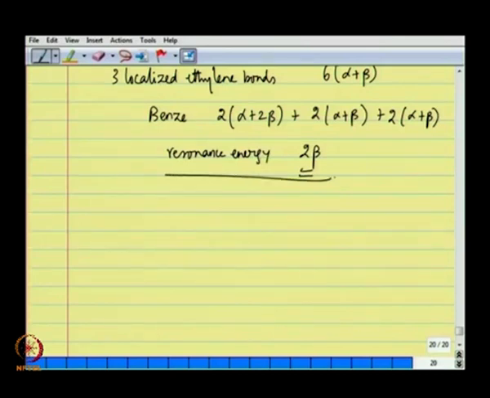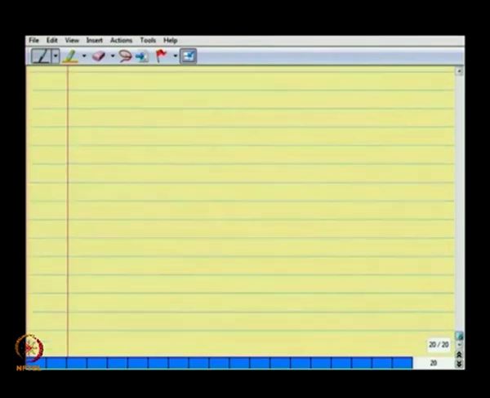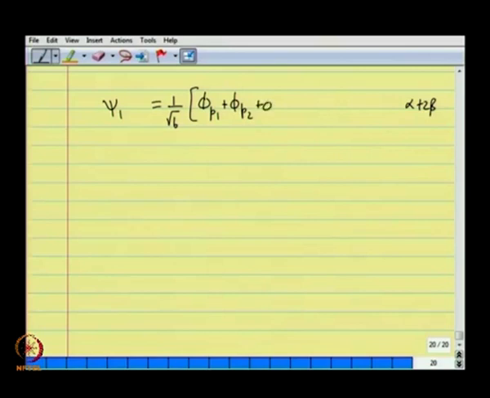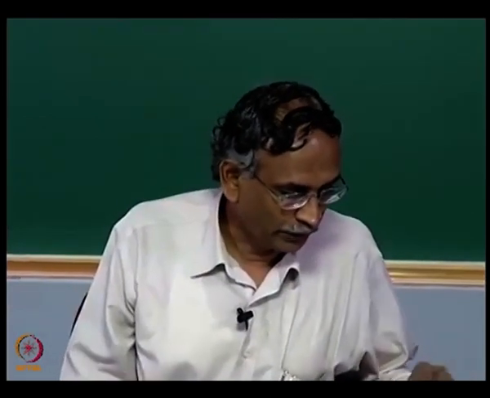Okay. So, what about the molecular orbitals for benzene? The expressions are long, but let me write them down. Psi 1, which has the energy alpha plus 2 beta, is 1 by root 6, very symmetric, phi p 1 plus phi p 2 plus phi p 3 plus phi p 4 plus phi p 5 plus phi p 6. It is normalized. You can see that the contributions of the individual orbitals phi p 1 square, phi p 2 square, each one is normalized. And therefore, the integral of psi 1 star psi 1 d tau, if you do that and neglect the overlap, which we did in the Huckel molecular orbital theory, is 1 by 6 multiplied by 6, and therefore, the wave function is normalized to 1.